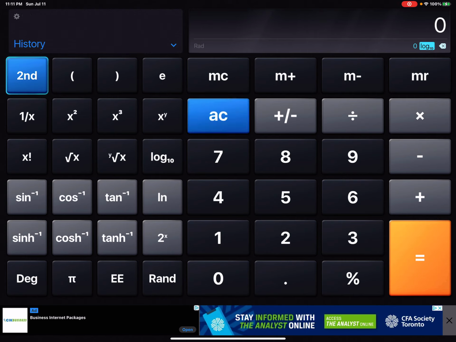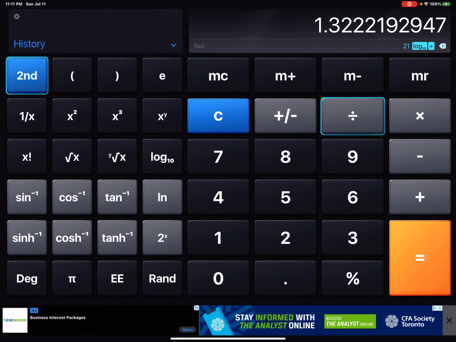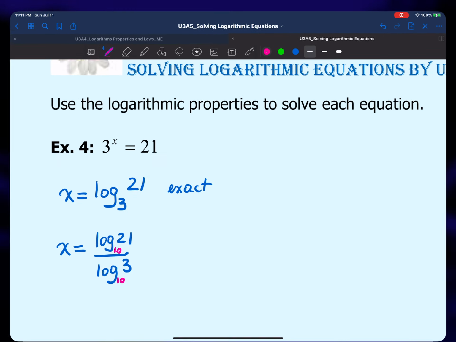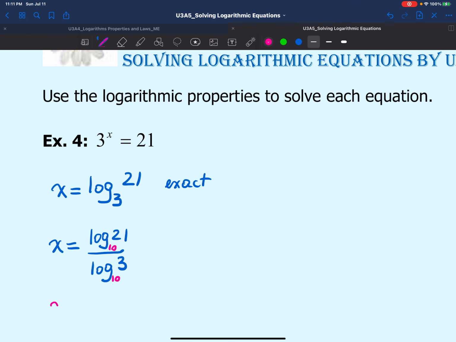So log of 21. I think this calculator works the reverse way, which means I have to press 21 and then log it, and then divide this by, I'll open brackets here, I want to be safe, 3, and then log that, and that would equal 2.77. That's a nice number. So we'll say that x equals 2.77 would be the approximate answer.